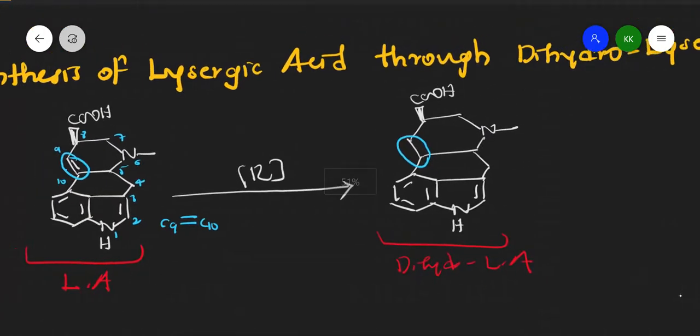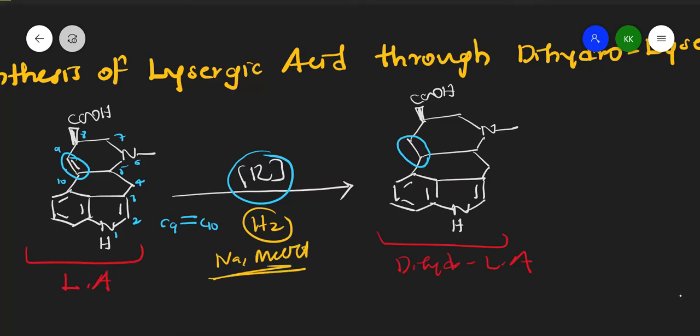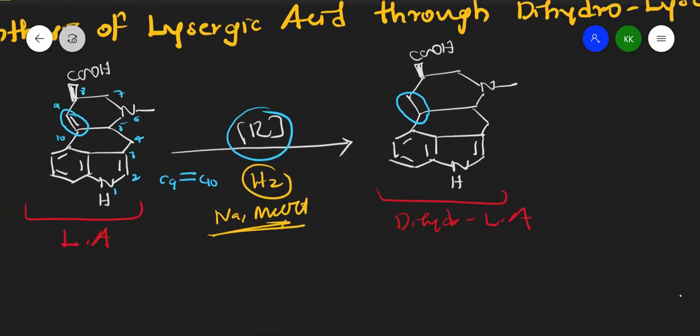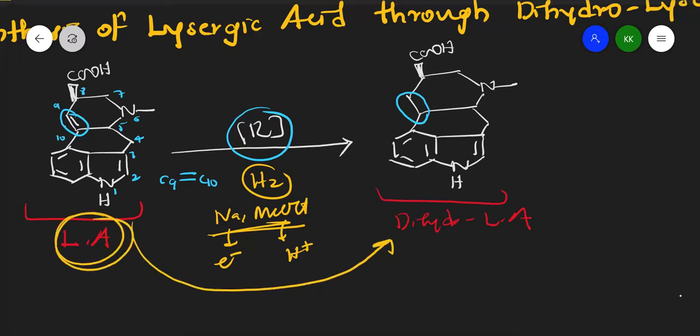So if I add a reducing agent which can give two hydrogens, there are many such reducing agents, like sodium in ethanol or methanol. The methanol is the donor of H plus, and sodium, as it is a metal, is the donor of electrons. Like that, this double bond can be reduced to a single bond. So this is lysergic acid, whereas this is dihydrolysergic acid.